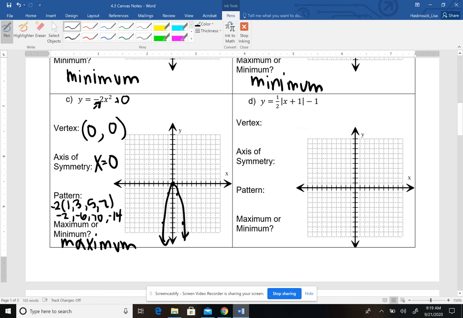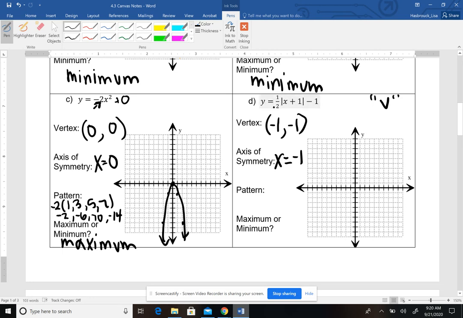All right, let's go ahead and look at part D. We have y equals 1/2 times the absolute value of x plus 1, minus 1. It's an absolute value graph, so it's going to be a V. My vertex is still the same method. I use a -1 for my x value and a -1 for my y value. Our axis of symmetry, again, is x equals the x value in our vertex, so it's a -1.